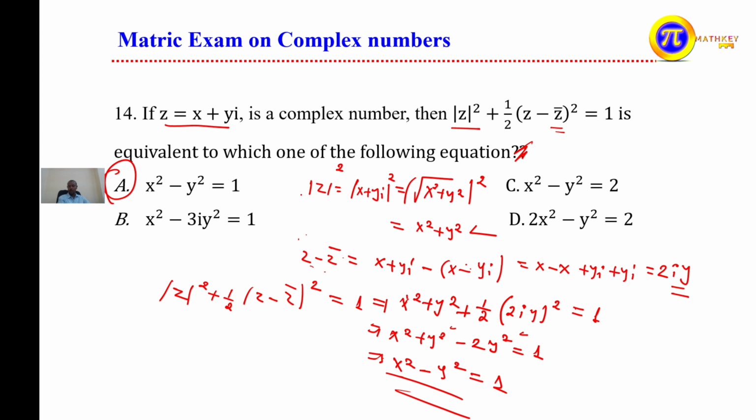First, you will try to find, as we did here, norm of z squared, which is equal to x squared plus y squared. Z minus the conjugate of z is equal to 2iy. So square this one, it becomes negative 4y squared. Negative 4y squared divided by 2 becomes negative 2y squared. So we can subtract y squared minus 2y squared, since they have the same variable y squared. This becomes x squared minus y squared.